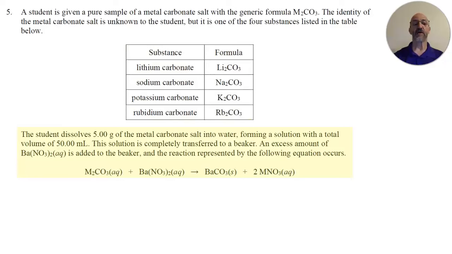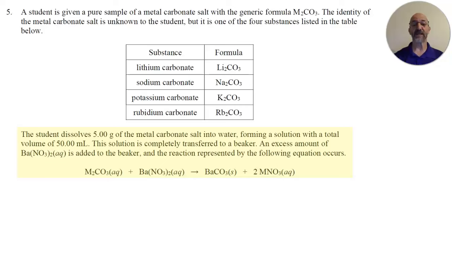The student dissolves 5.00 grams of the metal carbonate salt into water, forming a solution with a total volume of 50.00 milliliters. Now, this solution is completely transferred to a beaker, and an excess amount of barium nitrate is added to the beaker, and the reaction represented by the following equation occurs. So we're looking at a precipitation reaction. So the metal carbonate salt is now dissolved in water, so it's aqueous. It was reacted with an excess amount of barium nitrate, and you can see BaCO3 solid. That is the precipitate that is formed in this reaction.